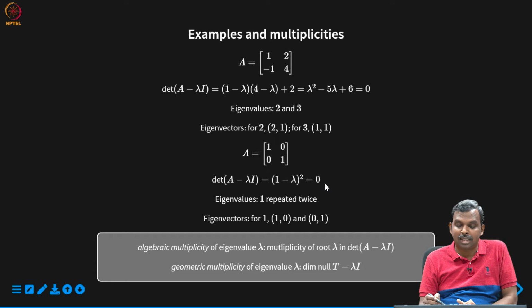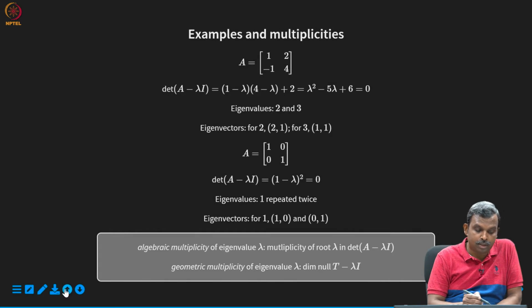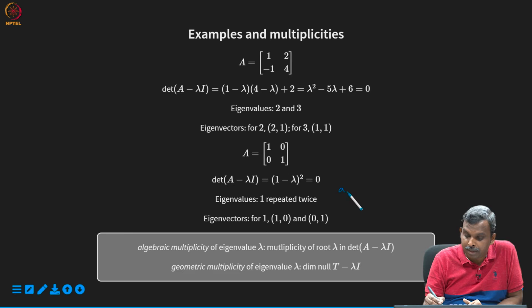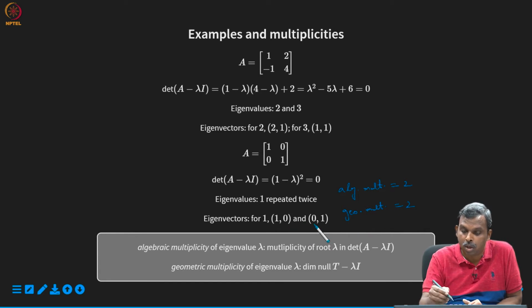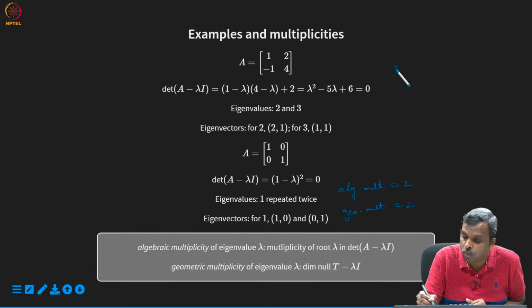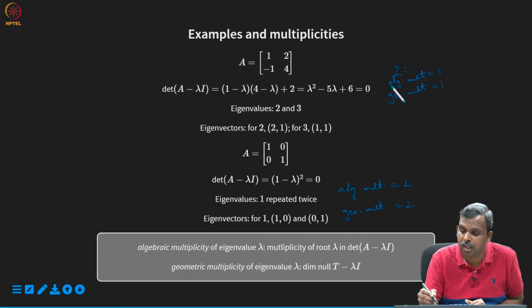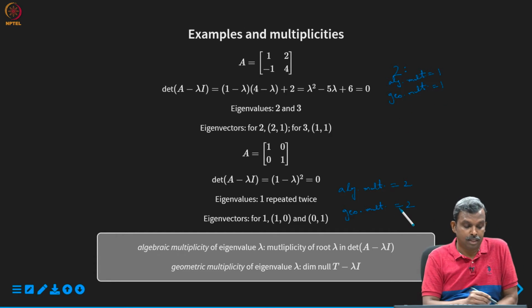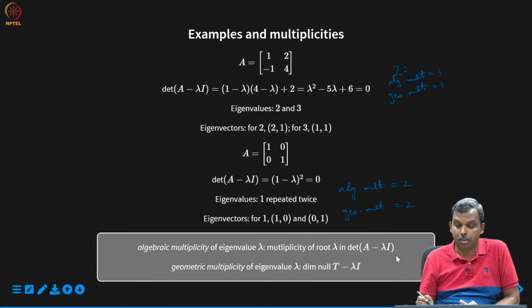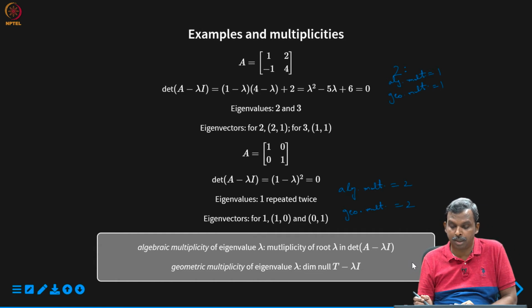So in the above example, the algebraic multiplicity equals the geometric multiplicity equals 2. What about for the eigenvalue 2 of the other matrix? The algebraic multiplicity equals 1 and the geometric multiplicity equals 1. So these are just examples. You can see more such examples going on. Just definitions. It's nothing big here.